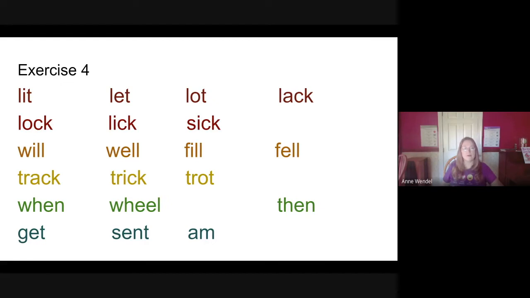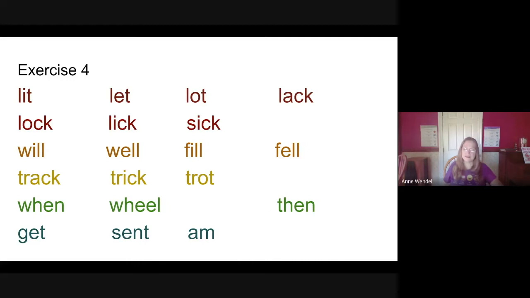Next line. First word. What word? Yes, track. Next word. What word? Yes, trick. Next word. What word? Yes, trot. Next line. First word. What word? Yes, when. Next word. What word? Yes, wheel. Next word. What word? Yes, then. Last line. First word. What word? Yes, get. Next word. What word? Yes, sent. Last word. What word? Yes, am.